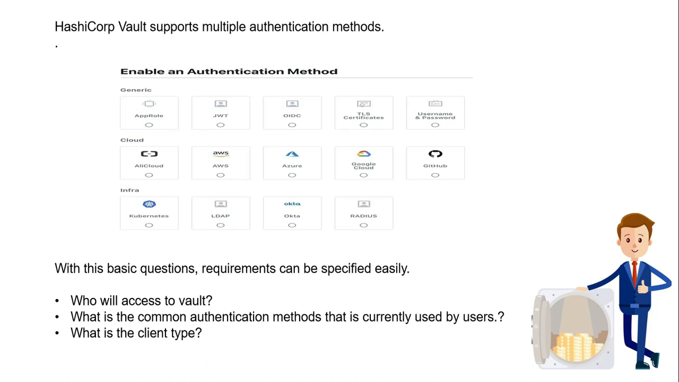Next is: what are the client types? You have to know whom you need to provide access to, whether it is a human, an application, or a machine. Based on that you have to make the decision.